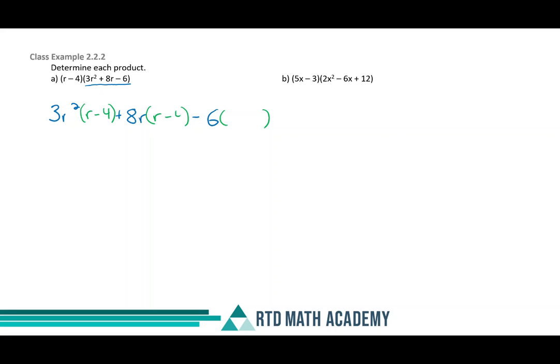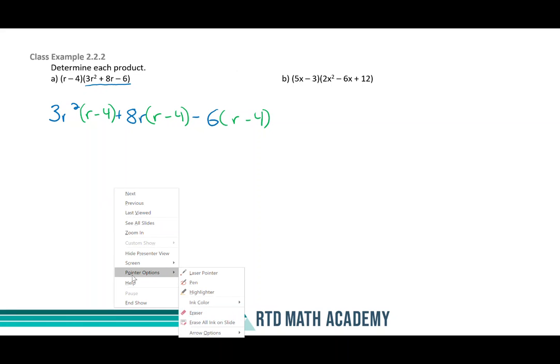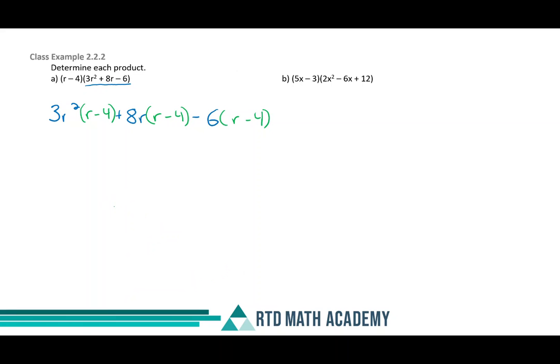So I can actually distribute that r minus 4 to each of those 3 terms in that second set of brackets. And when I do this, I end up getting a 3r squared times an r, a 3r squared times a negative 4. So I get 3r cubed minus 12r squared. I'm going to do the same thing, but this time I can look at it as positive 8r multiplied by r and positive 8r multiplied by negative 4.